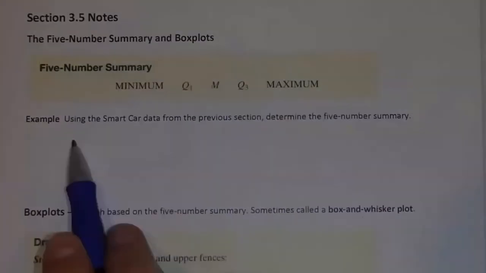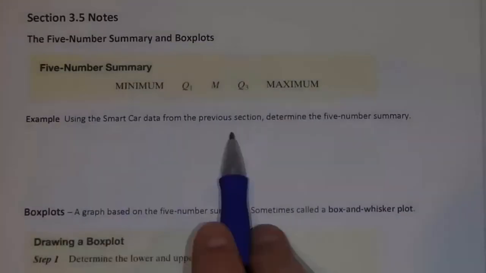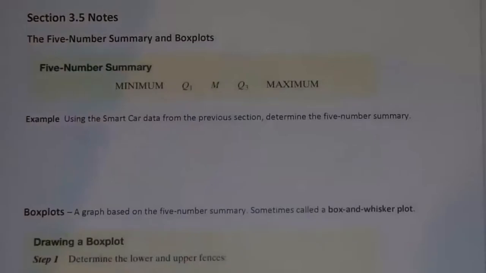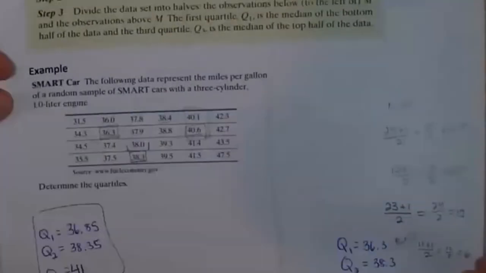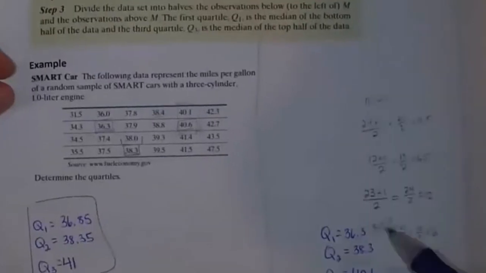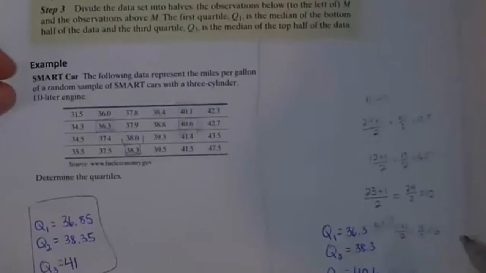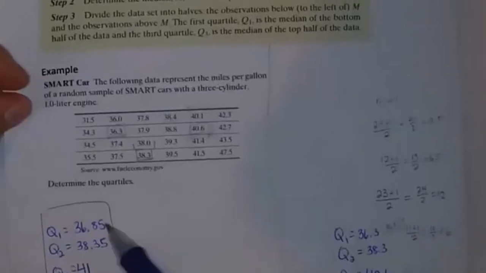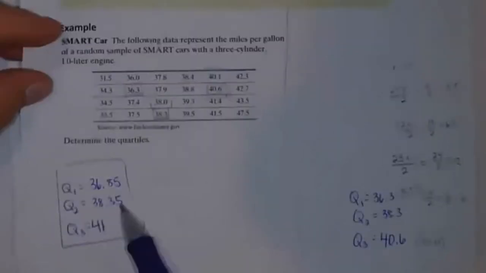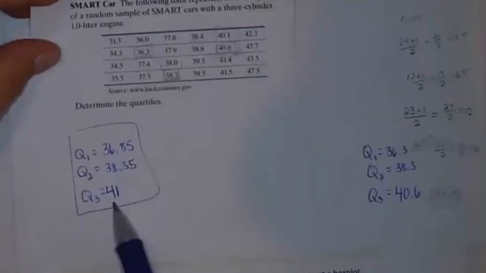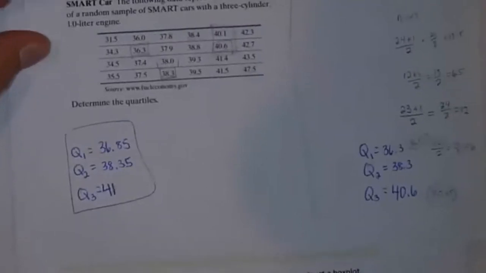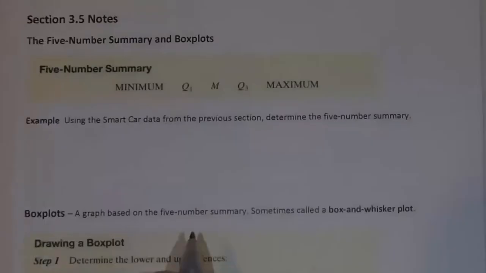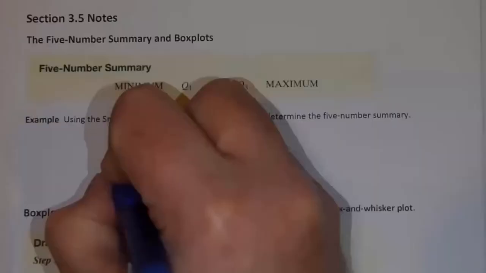So I've asked you to use the smart car data from the previous section to determine the 5-number summary. Well, we found the quartiles last time, and we're talking about the original data. I manipulated the data a little bit, but we're talking about the original data, the 24 data values. The median, or the second quartile, was 38.35, the first quartile was 36.85, and the third quartile was 41. So those are 3 of the 5 numbers in the 5-number summary, and I'm going to write them in order.